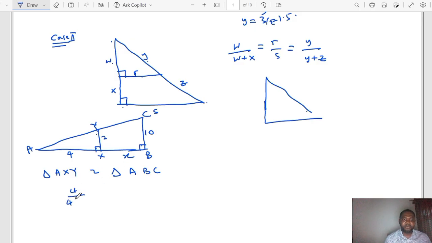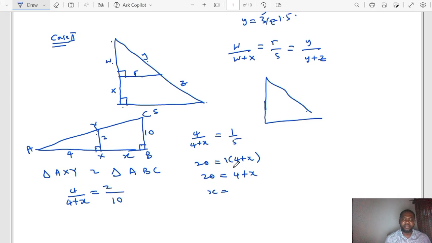So if I follow the ratio of similar triangles, I would say 4 over 4 plus X for the bigger triangle, equal to the smaller triangle side, which is 2, over the corresponding side of the bigger triangle, which is 10. So 4 over 4 plus X equals 2 over 10, which means 1 over 5. I can cross multiply: 5 times 4, which is 20, equals 1 into 4 plus X, so 20 equals 4 plus X.